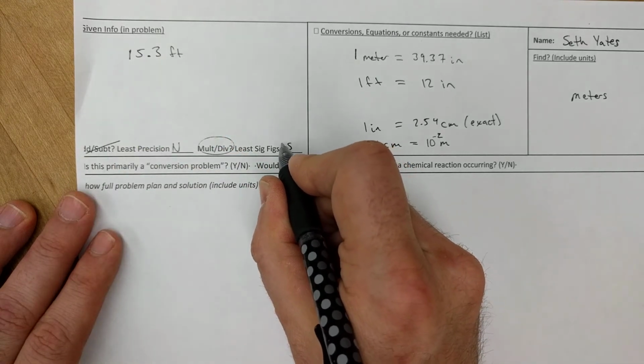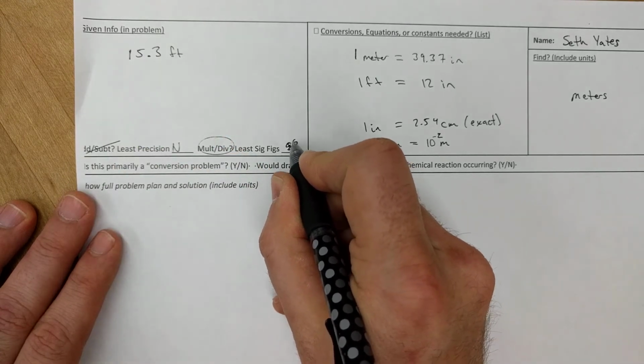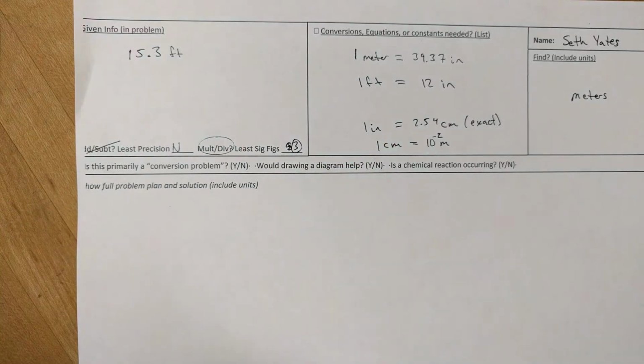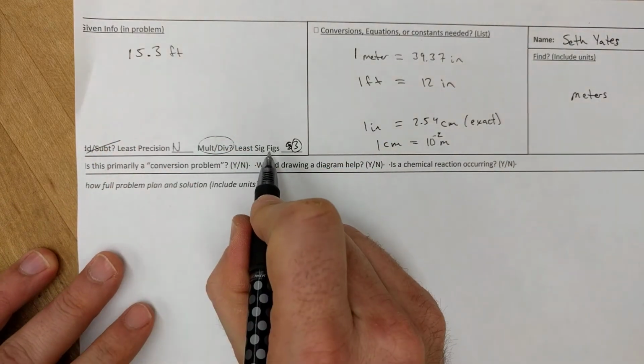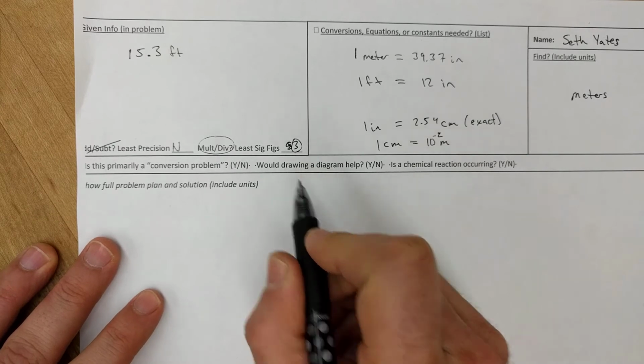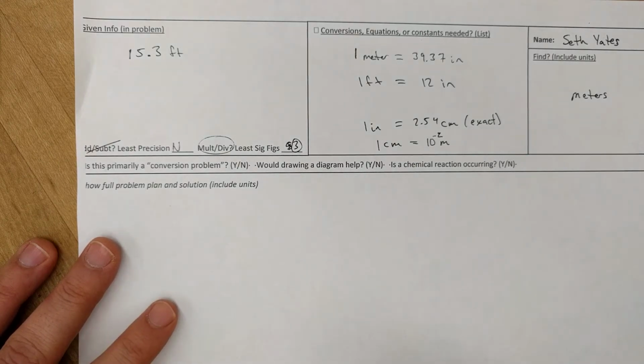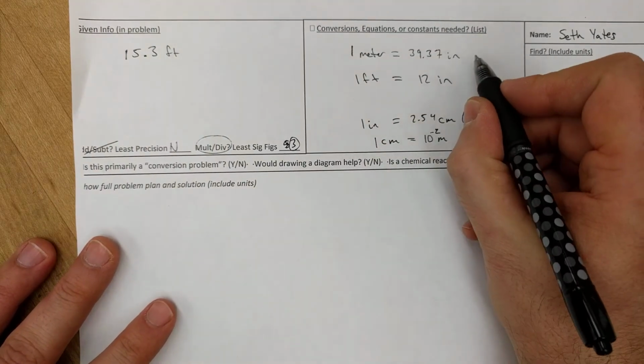So there's three significant figures given in this problem. And that's important right now because that's probably going to be the number of significant figures that I need to report in my answers. We could check our conversions as well.